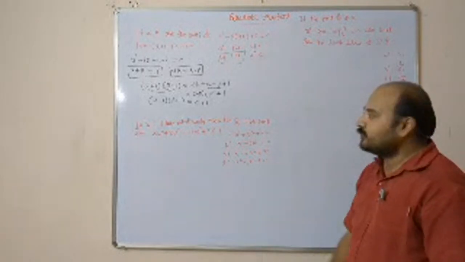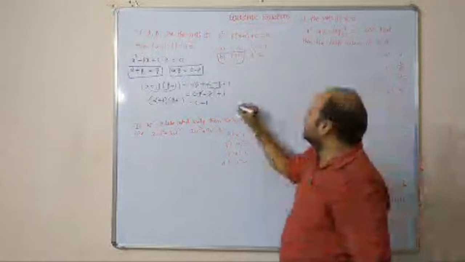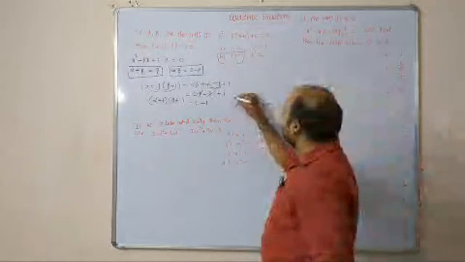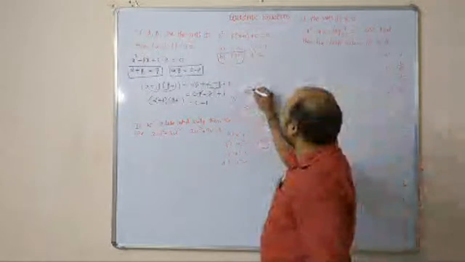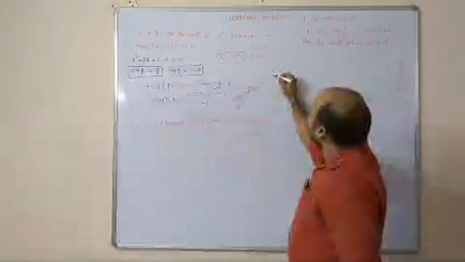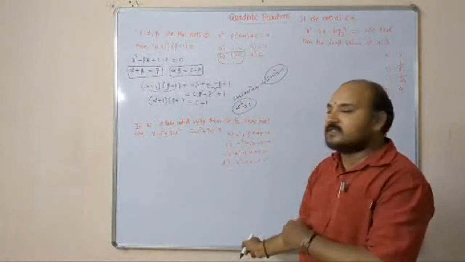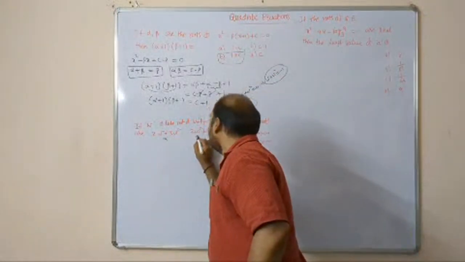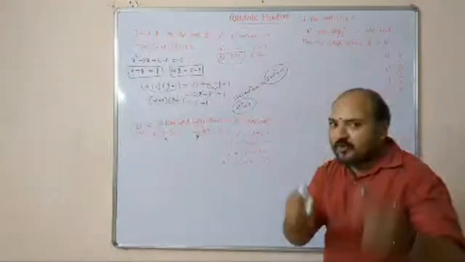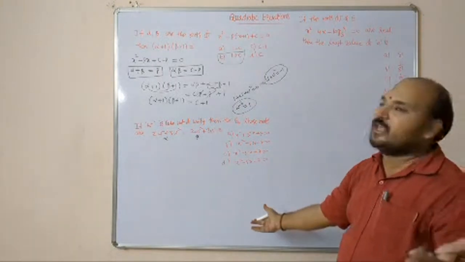Now come to another question. Omega is cube root of unity. We know that omega cube is equal to 1, 1 plus omega plus omega square is also equal to 0. From this, omega plus omega square is equal to minus 1. These results we are going to utilize. This is alpha, this is beta. If you find out alpha plus beta and alpha beta, you can get the quadratic equation.